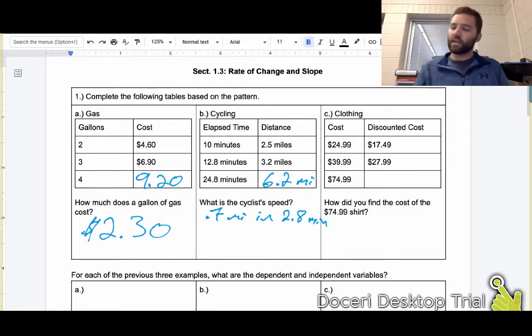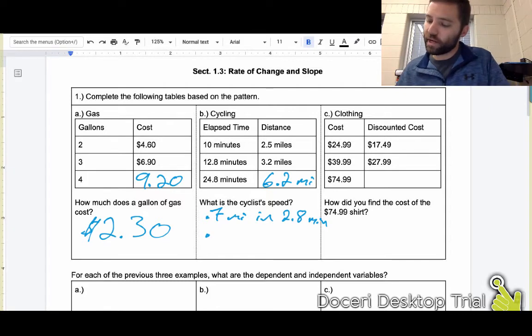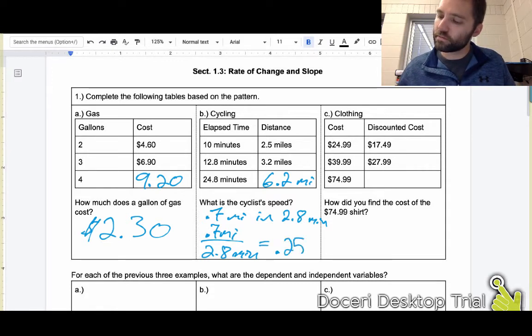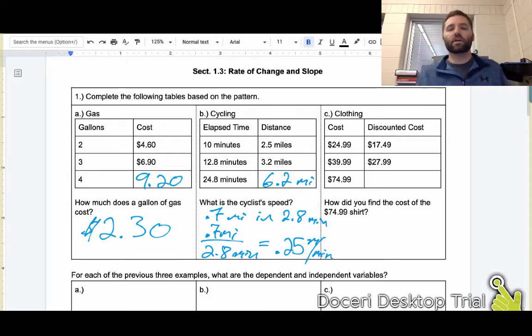All right, and if it can go 0.7 miles in 2.8 minutes, then to figure out the miles per minute, which is how we usually talk about speed, in miles per minute or miles per hour, we take 0.7 miles divided by 2.8 minutes, and you end up with 0.25 miles per minute. So there's a little bit more work to be done on that one to figure it out, but hopefully you were able to get the 6.2, and if you weren't, that's fine. That's how that problem works, and hopefully you can update your understanding of it accordingly.